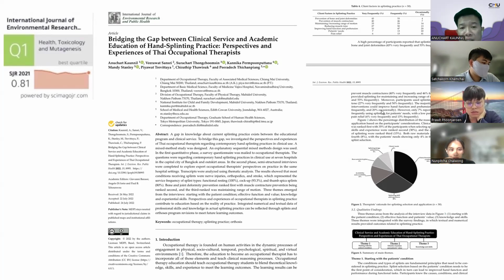This is why this research needs to focus on finding out from OTs who are experts in splinting throughout Thailand. After that, we interview them. Okay, and we found the commonly used splints. Not many more, maybe around five splints.